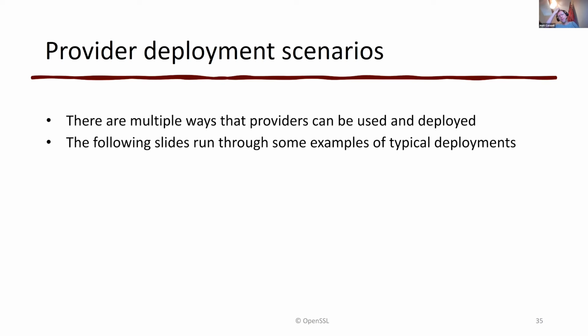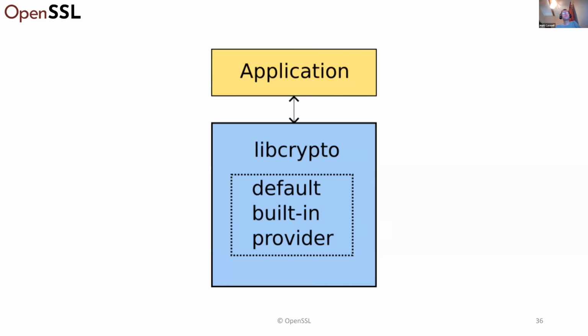Okay, so I'm next just going to go through some deployment scenarios, some examples of ways that you might set up your providers for use when you're using your application in a real deployment. So the simplest scenario here is just you have an application, it's linked against libcrypto, and you're using the default built-in provider. Nothing particularly clever about this, nothing particularly special. The default provider is already there. It will load, it will activate. Away you go, just start using it.